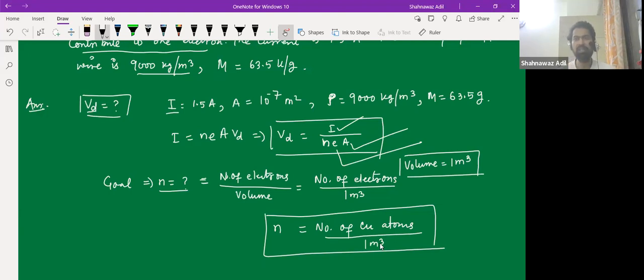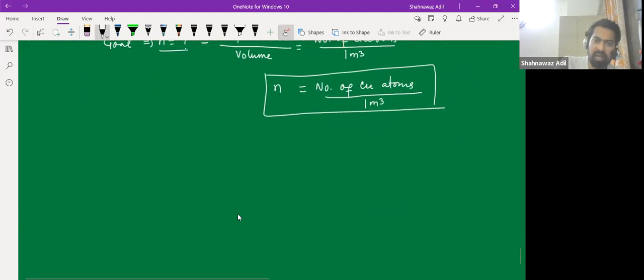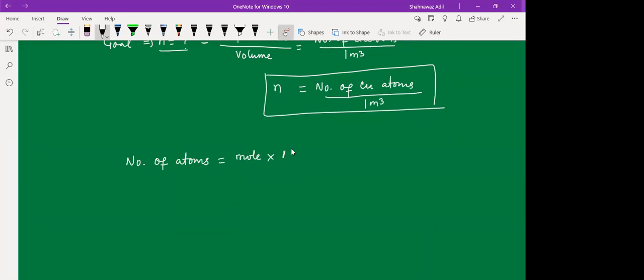Now recalling the chemistry classes, guys. We have to calculate the number of copper atoms, right? So whenever we want to calculate the number of atoms, we know that the number of particles or atoms is equal to mole into Avogadro number. Right? Yes, absolutely correct.